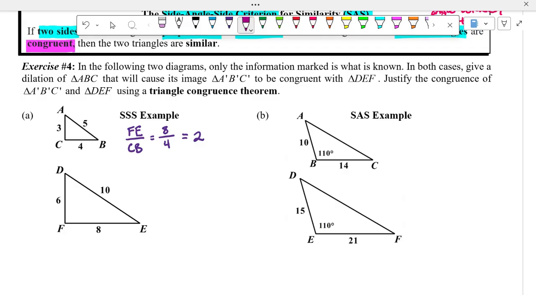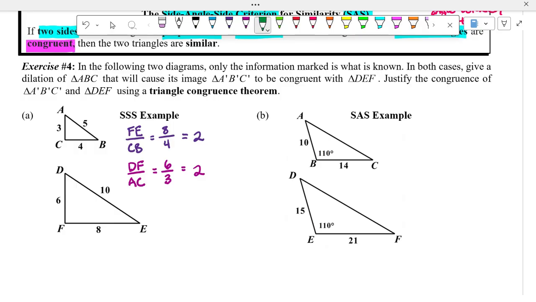So someone else, name me another set of corresponding sides. AC and DF. So DF is the bigger one, so I'm putting that one on top. AC is the smaller one, so I'm putting that one on the bottom. So I got 6 divided by 3. What's 6 divided by 3? 2. All right, so far so good. But just because two sides are proportional doesn't automatically mean the third side's proportional. You've got to check all three.